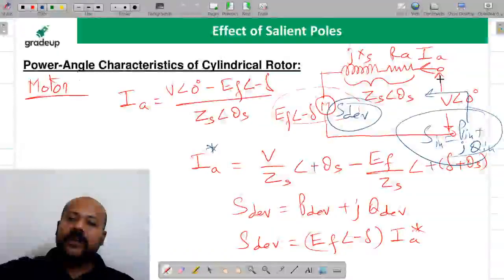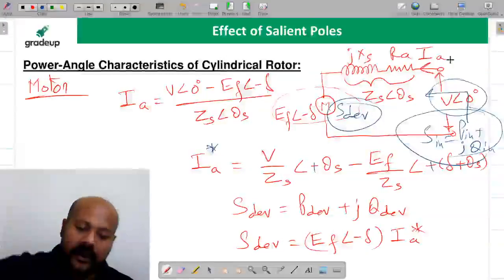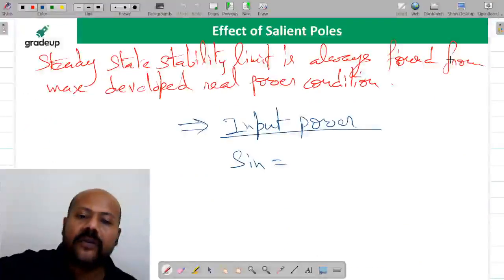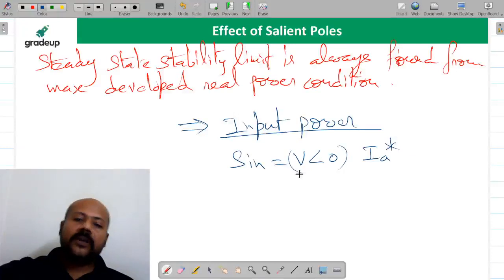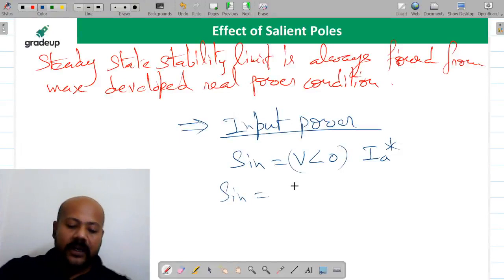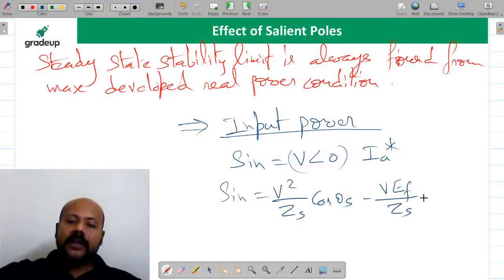So what is the voltage here? The voltage here is going to be V angle 0, and what is the current? IA. So we are going to take the complex conjugate of the current. So this is going to be V angle 0, and we are going to use the current complex conjugate. If you better solve this, I am writing the final expression. You can just confirm it on your own, because we have done the similar thing. So you will be getting the expression as V square upon ZS cos theta S minus VEF upon ZS.